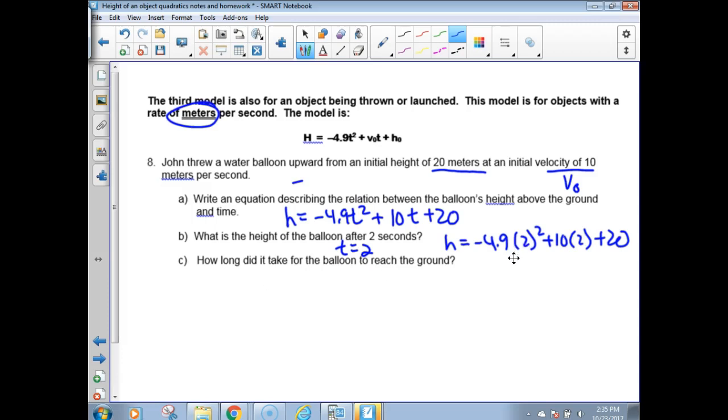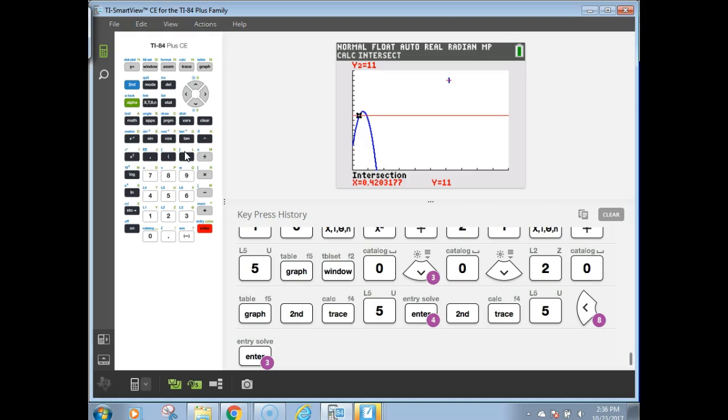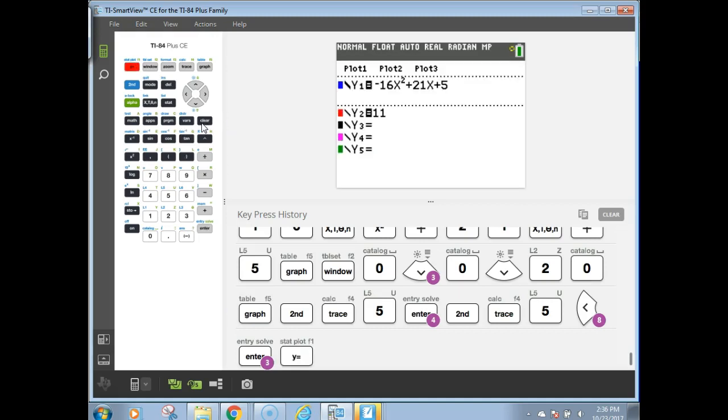Okay, and then how long did it take for it to reach the ground? We'll get off the grapher. Did you guys plug in? You should have gotten 20.4 meters. I don't know. Did you type it in? Anyone verify? Thank you. 20.4. All right, now I'm going to put it in and find out how long it takes to reach the ground, and that's by the graphing calculator.